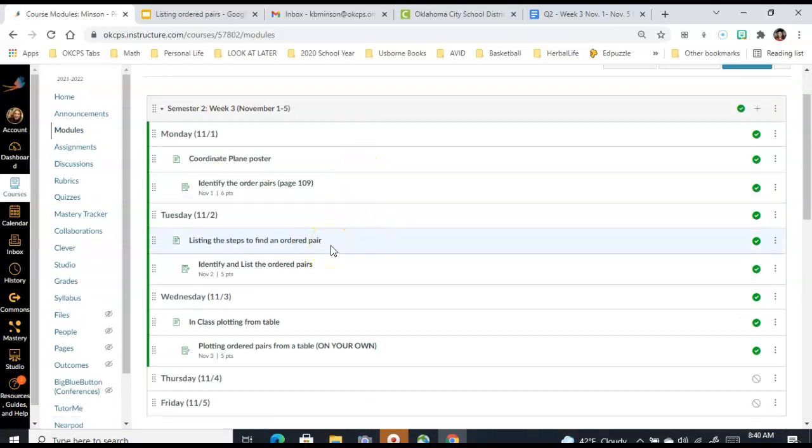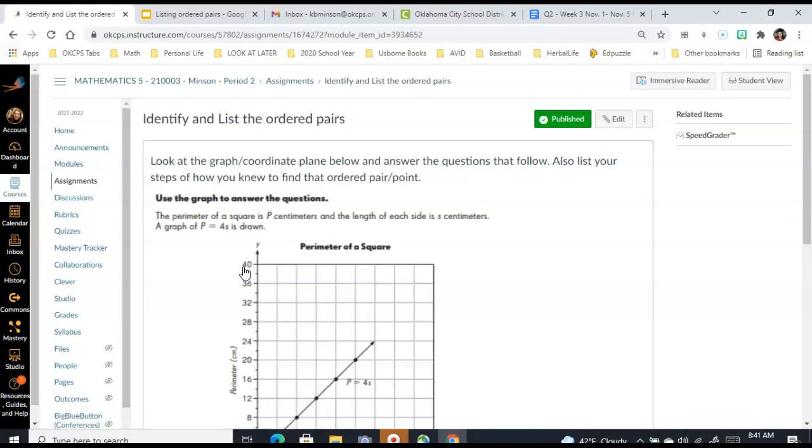And before I get to the next part, you can work with someone on this first step. Okay, on the listing the steps to find an ordered pair, that's fine. You can work with someone. But when you get to identify and list the ordered pairs, that's on your own. I want to see what you know. So when you get to this one, you're going to be doing the same thing. You're going to look at the graph in the coordinate plane below and answer the questions that follow. You're also going to tell me how you got there.